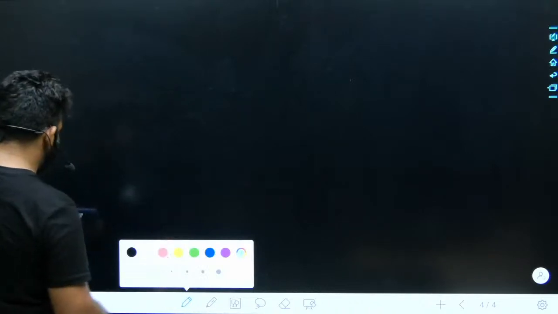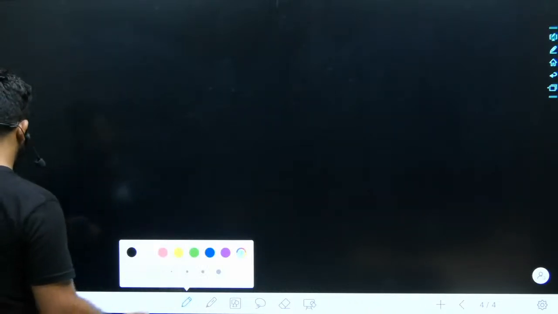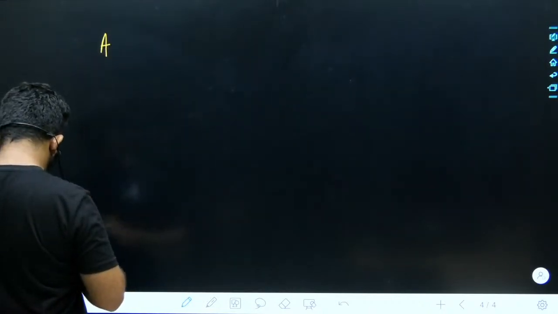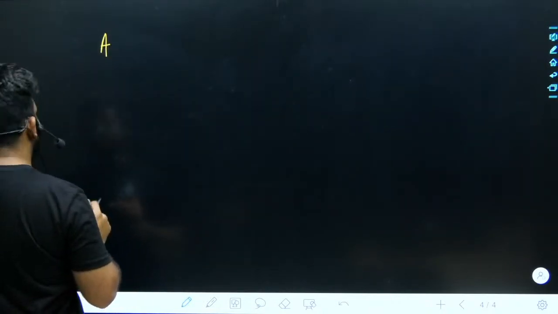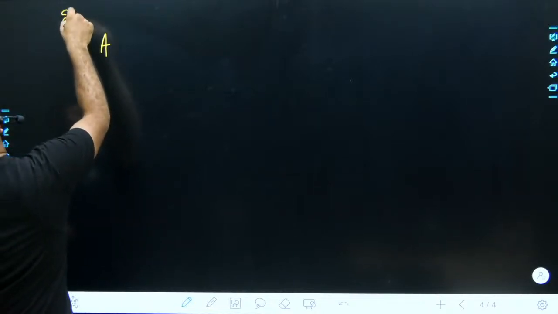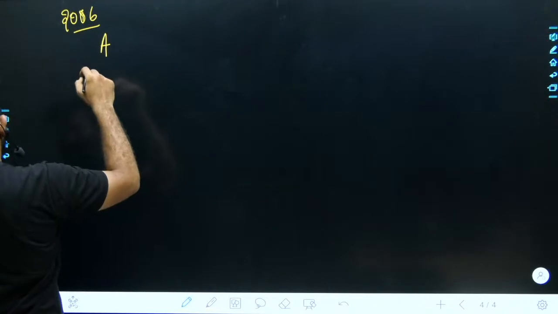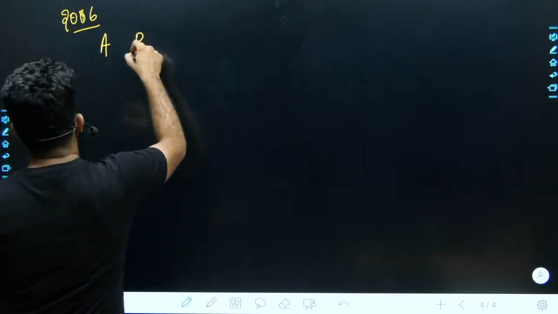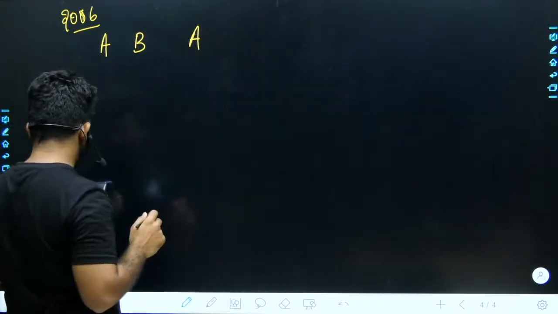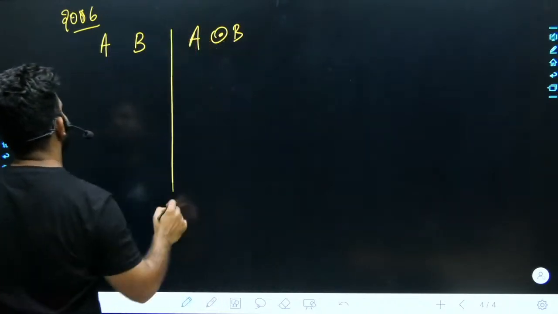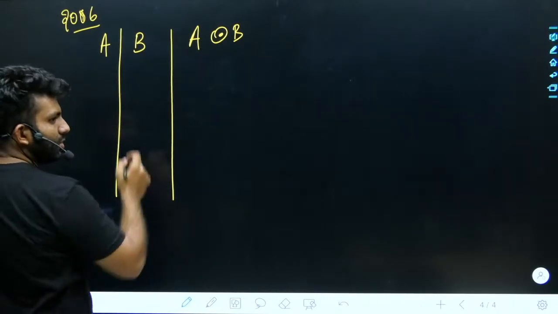We are given a table with something like this. This was asked by IIT Kharagpur in 2006. It is a 2006 IIT question. So we are given a table A, B, and some operation is given, represented like this. This is some kind of expression which is given to us.